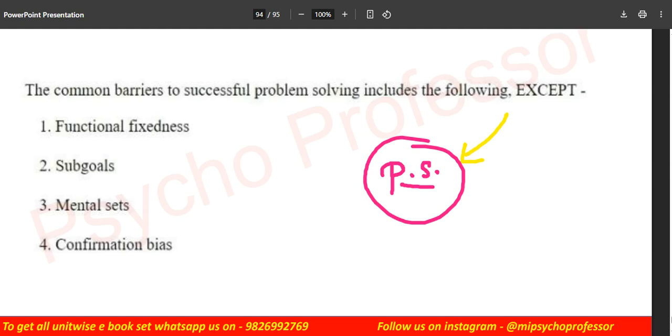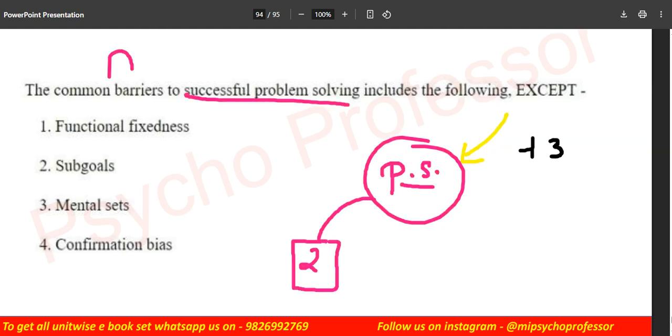Okay, so what are the common barriers? This question will give you two answers now. What is not a common barrier to successful problem solving, plus what are the three common barriers in problem solving? So what are the three common barriers?